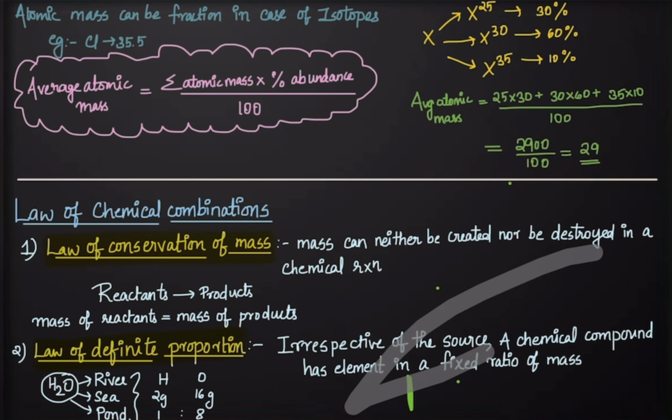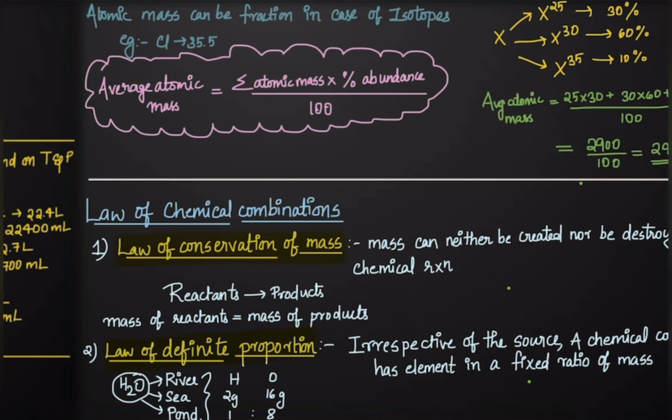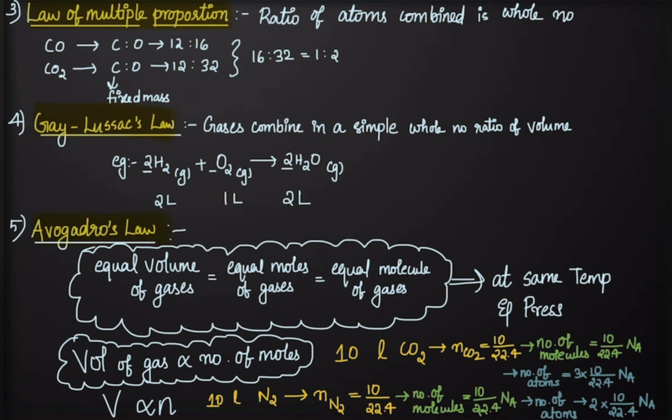1 is to 8 is the ratio. This is the law of definite proportion. Irrespective of the source, a chemical compound has elements in a fixed ratio of mass. And then the law of multiple proportion.